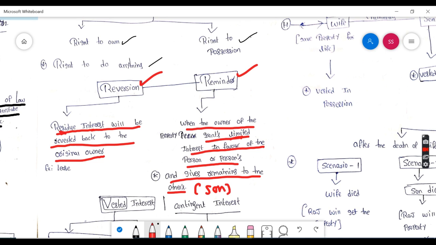Wife has a limited interest. That interest is she can use the property. After that, whatever the remaining in the property, it will be transferred back to the son, which is another person. In reversion it will be reverted back to the original owner. In remainder, it will go to the others. That is the difference between reversion and remainder. Okay.